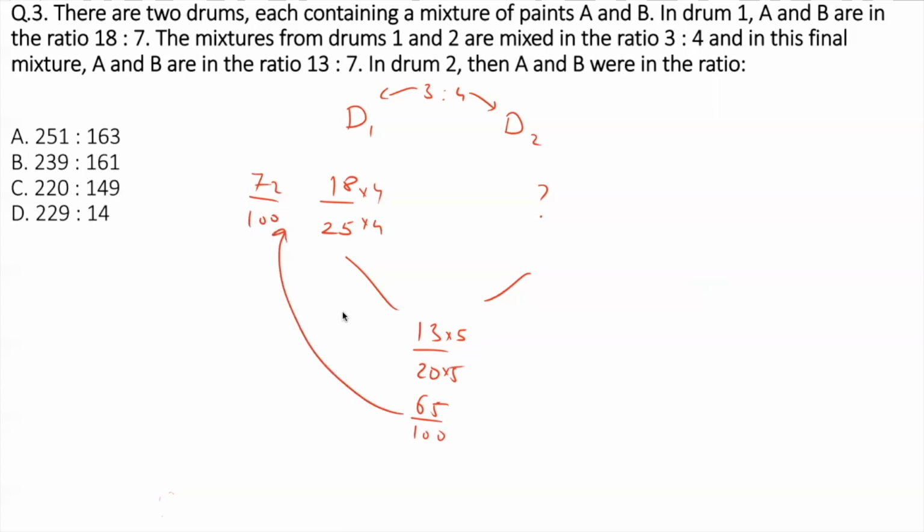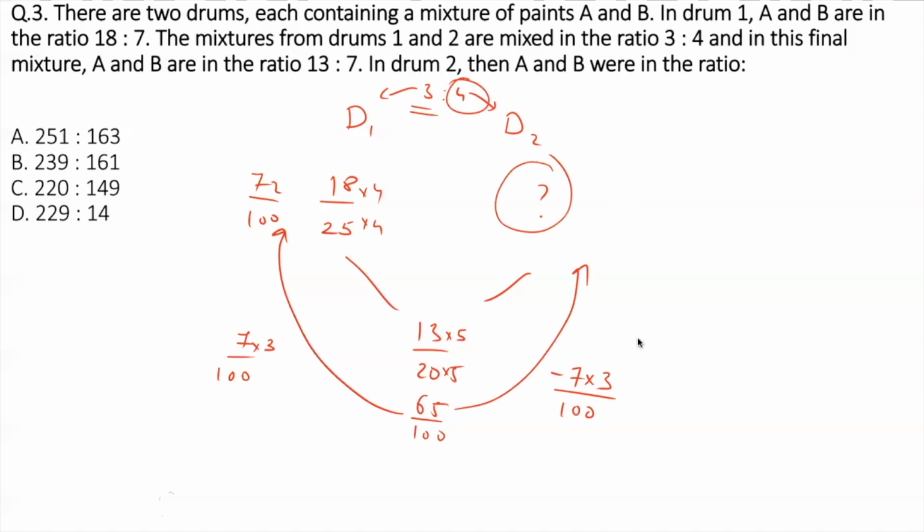Now, this group has an excess. 72 minus 65 is 7 by 100 excess, and there are 3 such people, right? So complete excess is 7 by 100 into 3. Now, to get the average as 65 upon 100, the second drum should have a fraction which will have a deficit of 7 into 3 upon 100. So this group has a deficit of 7 into 3 upon 100, and there are 4 such people. So everybody contributes a deficit of 1 by 4 of 7 into 3 upon 100.